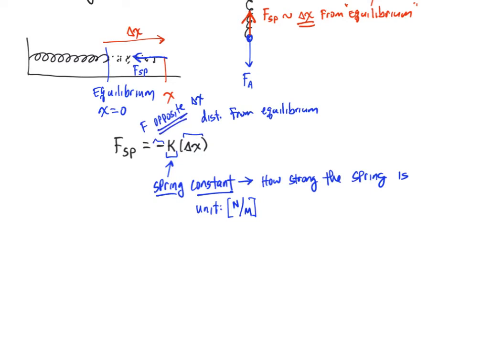So now we have an equation, and this is an equation that has a name. Historically, this is called Hooke's law, this equation right here, and it allows us to calculate the force a spring exerts. So this is known as Hooke's law, and that gives us the spring force.